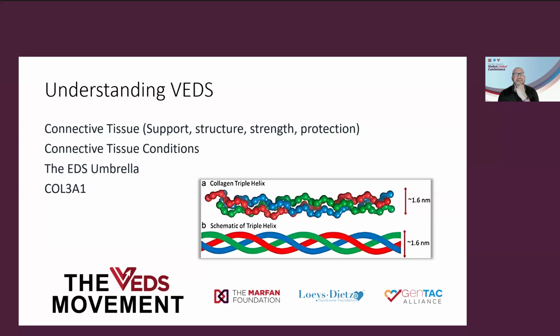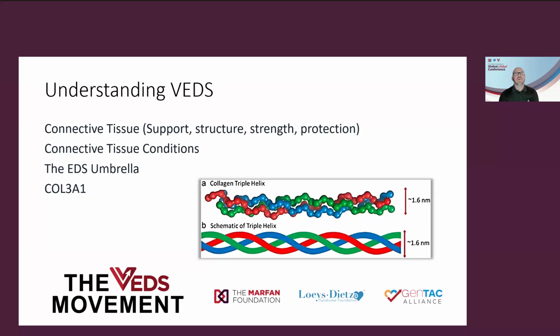To understand VEDS and to start at the very beginning, our body is full of connective tissue. Our connective tissue is like the glue that helps to hold our body together. It provides support, structure, strength and protection. And so if one has a connective tissue condition, there is something different about the connective tissue where it's not able to provide as much support and strength as it should.